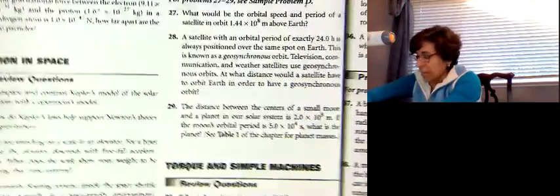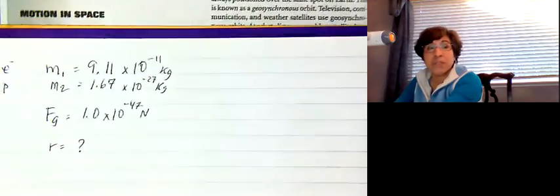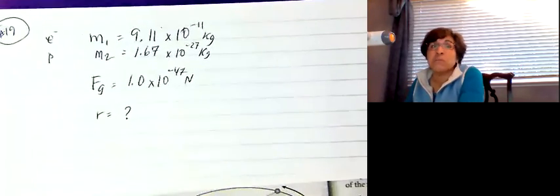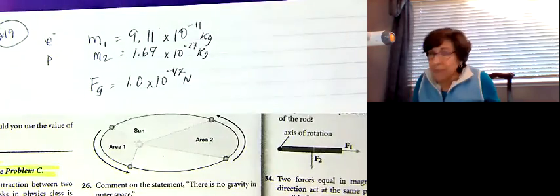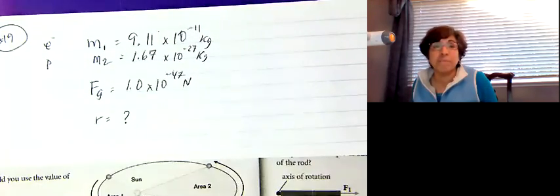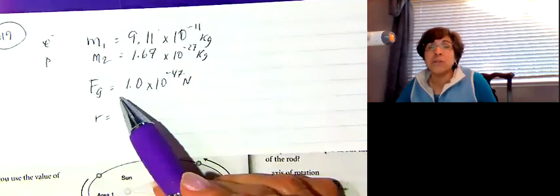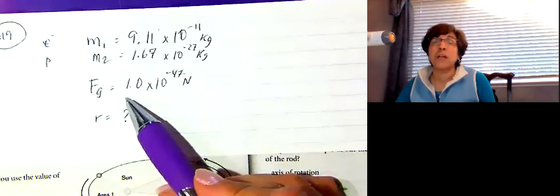Okay, so again, you want to give me the given. Always give me the given. And the reason I want you to give me the given is I promise you, it just sort of jumps out at you what the answer is. After you write the given, then you write the equation. So there's the mass of my electron, the mass of my proton. Here's the gravitational force between the electron and proton, and we want to know the distance between them.